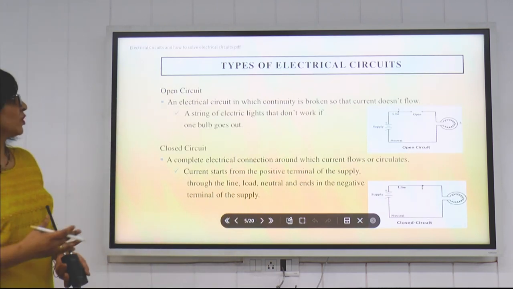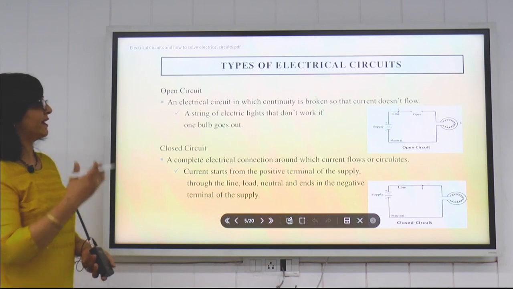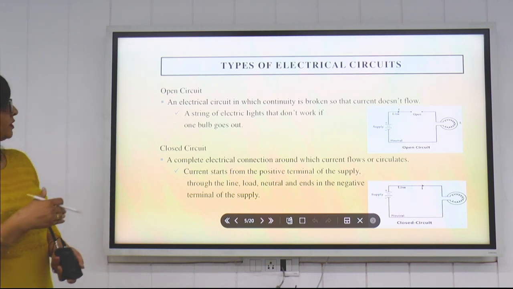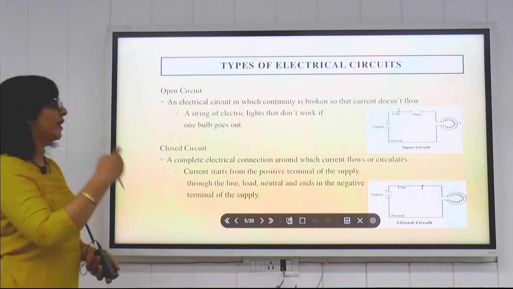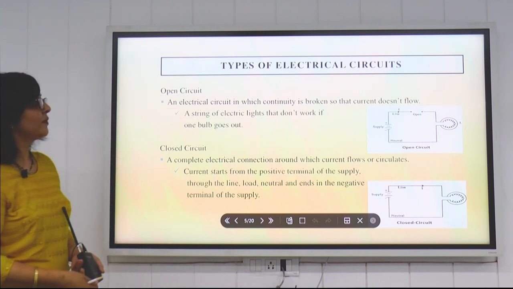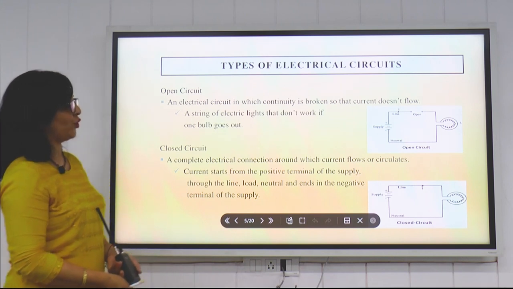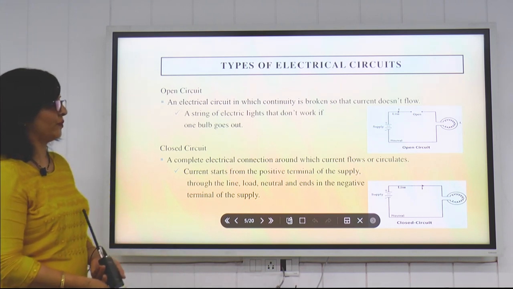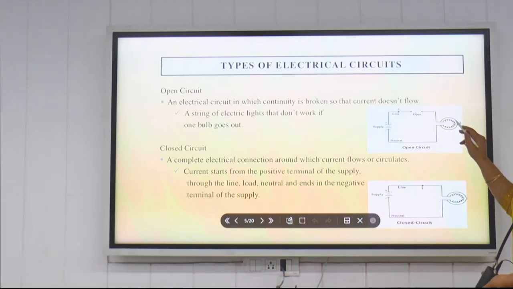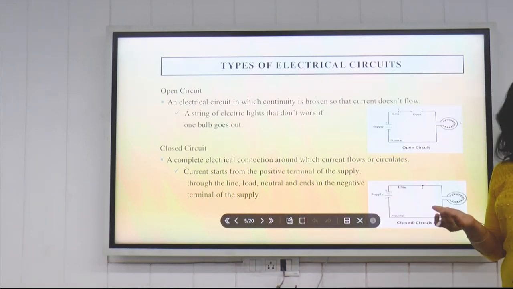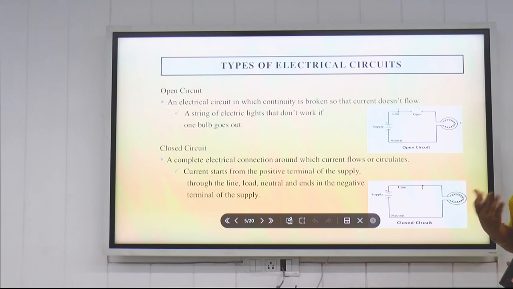Next is the condition of the electric circuit. On the basis of the condition of the circuit, electric circuits are of three types. First is the open circuit, an electric circuit in which continuity breaks so that current doesn't flow. In this figure, continuity breaks here so that no current flows through the loop. An example of an open circuit is a string of bulbs that does not glow if one of the bulbs goes out.